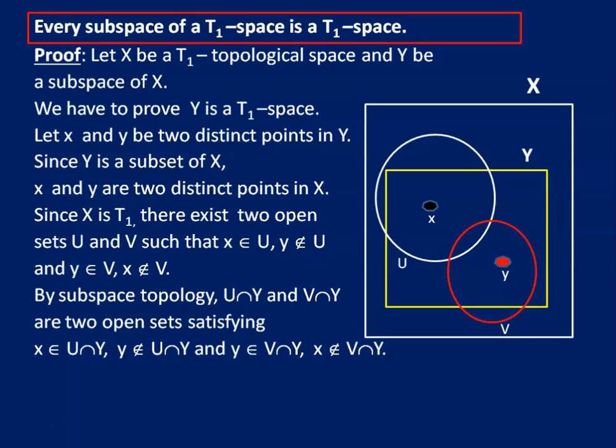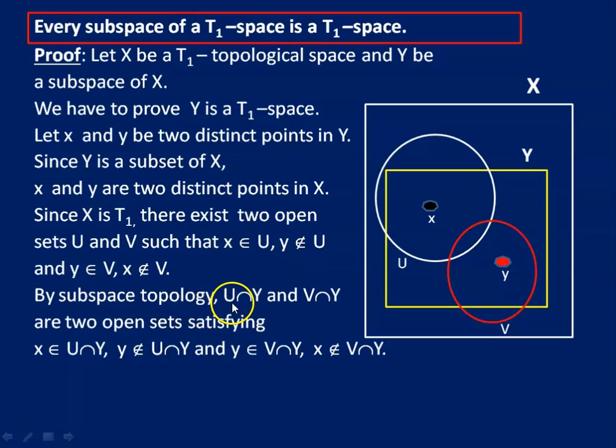By the subspace topology, we know that if U is open in X, then U intersection Y is open in Y. Similarly, V is open in X, then V intersection Y is open in Y. Now here we have seen that U is an open set in X which contains the point x and y doesn't belong to U. And this V is open in X which contains y but not x. We need an open set in Y which contains x but not y. Similarly, one open set in Y which contains y but not x.